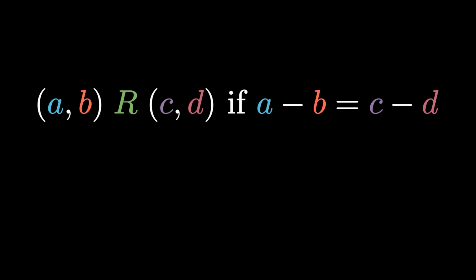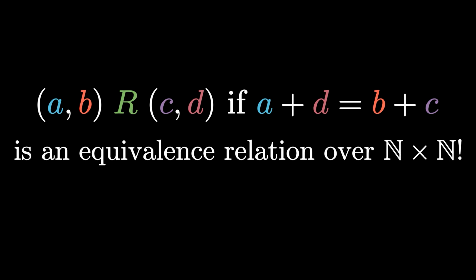But remember, we're working with the tools we have for the naturals, and we haven't defined subtraction yet. But we have defined addition. So we define our relation as (a,b) is related to (c,d) if and only if a plus d equals b plus c. You can easily check that this relation is an equivalence relation over N times N.